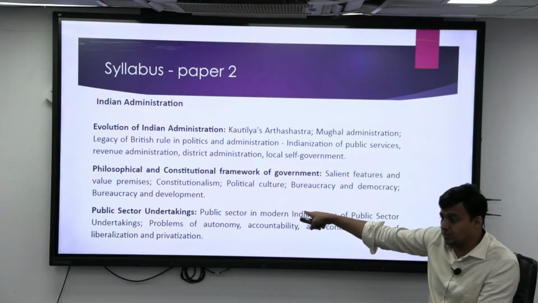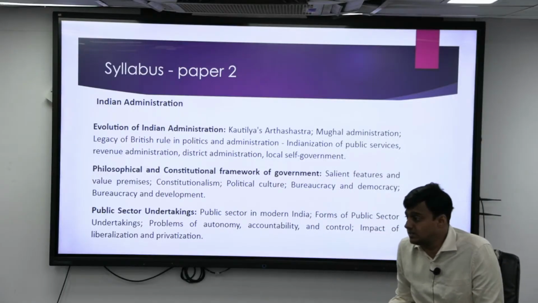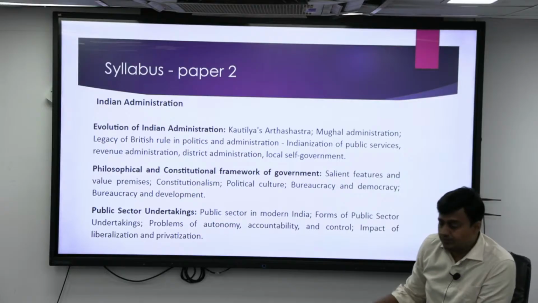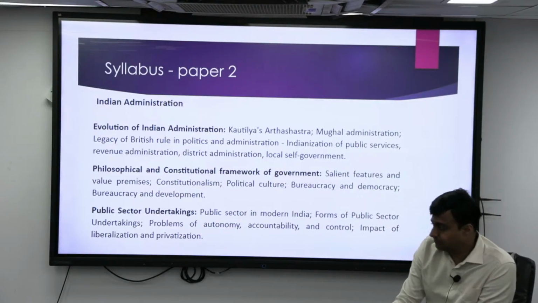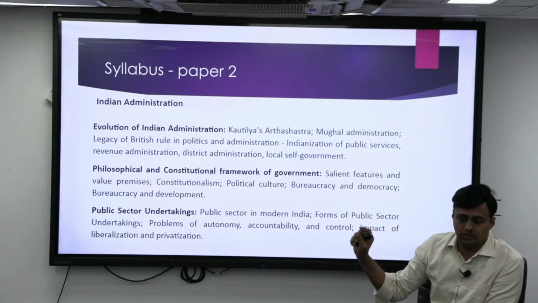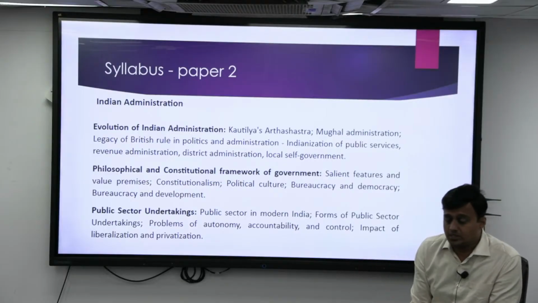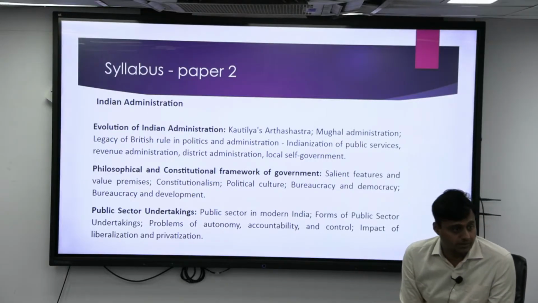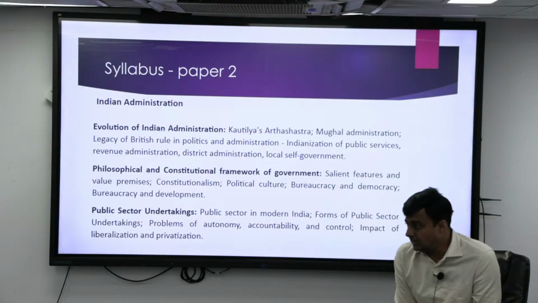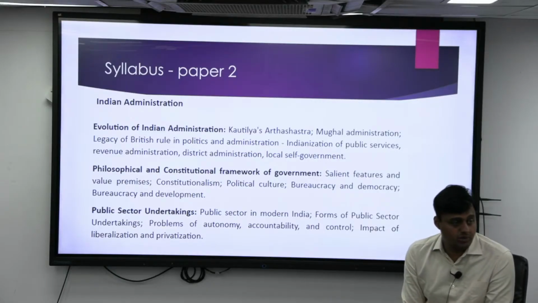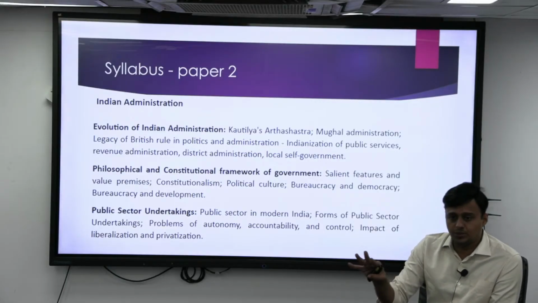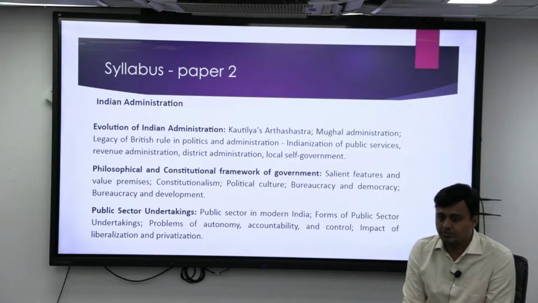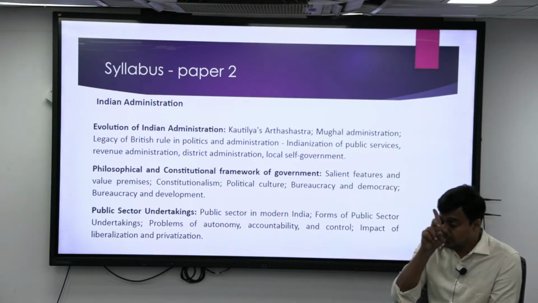Constitutionalism, recall you have a keyword there. Can you recall what is constitutionalism? Limited power. That's what we'll discuss again here. Then PSU. If you have heard, Jawaharlal Nehru famously described PSUs as temples of modern India. You have different types of PSUs: a departmental undertaking, public corporation, government company. All of them we'll discuss in detail.